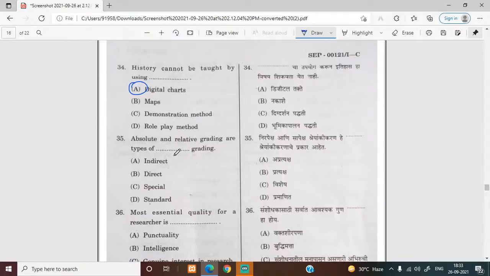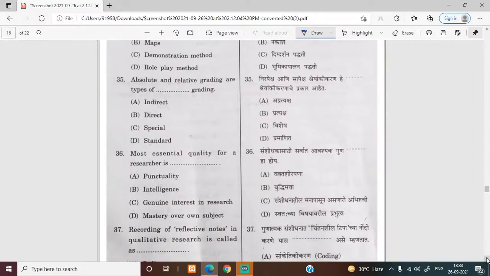Absolute and relative grading systems are types of dash grading: indirect, direct, special, or standard. The right answer is standard. So the standard grading system is used to measure students' progress relative to specific learning standards.